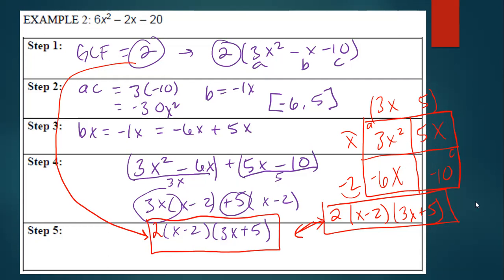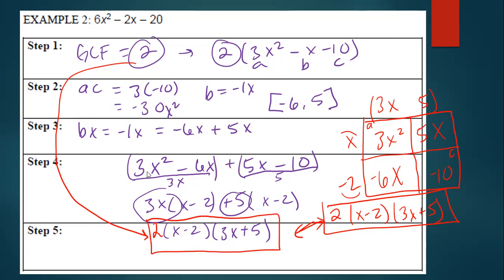Once you're in the box, what are you doing? Looking for the greatest common factor of every row and every column. So in this row, the GCF is X. In this row we have 5. If the outside box is negative, notice that the GCF is also negative. So your final answer includes your GCF and your binomials, okay?